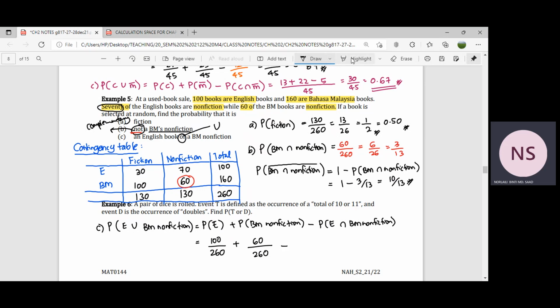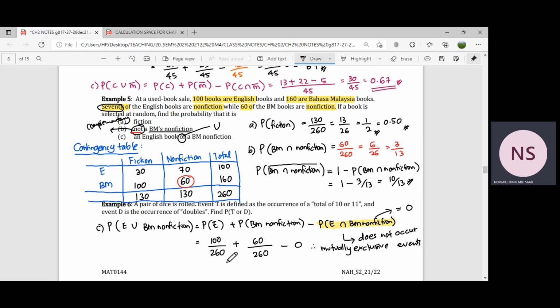How about this one? For this part, English and BM non-fiction, the probability equals 0, right? It does not occur. There is no English book which is at the same time also a BM non-fiction book. So this equals 0. Therefore here it is minus 0, and this is an example of mutually exclusive events.